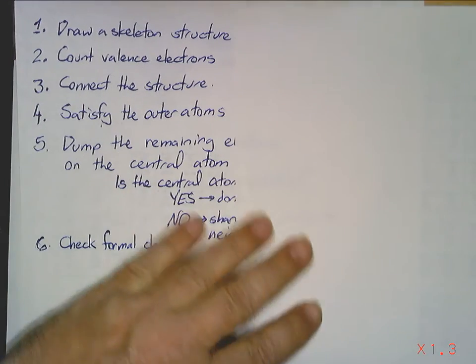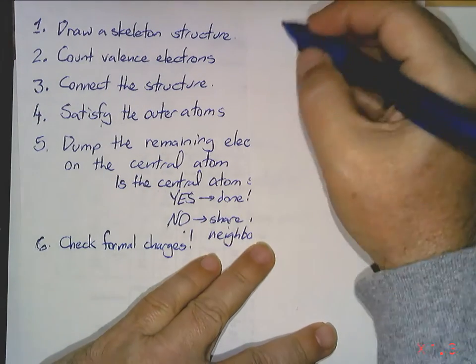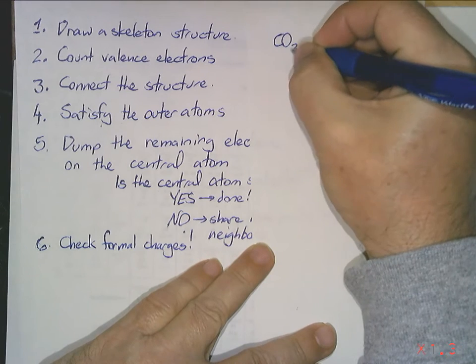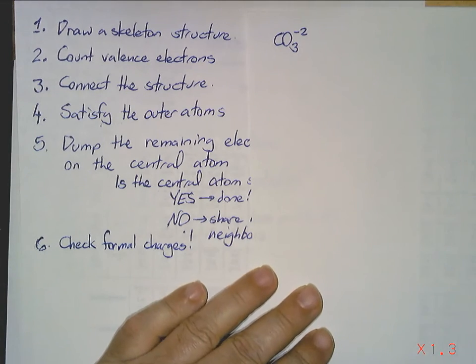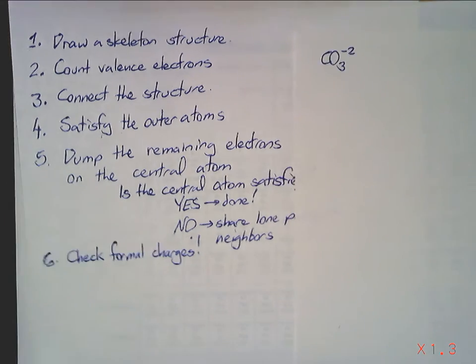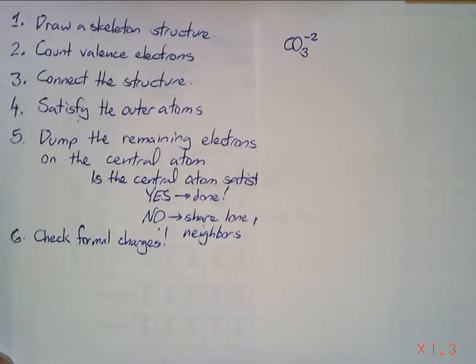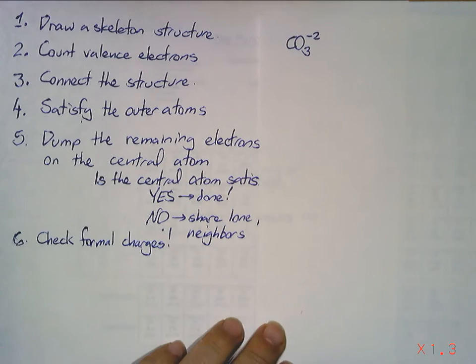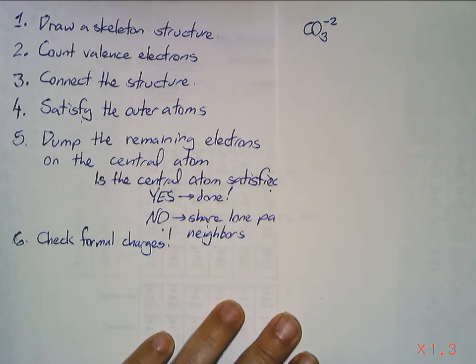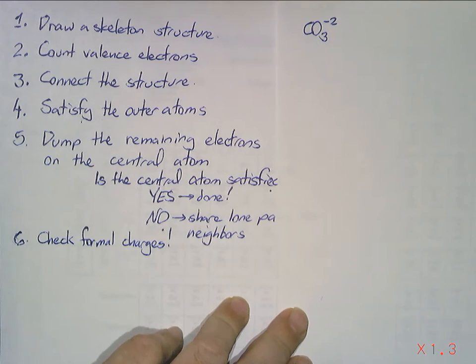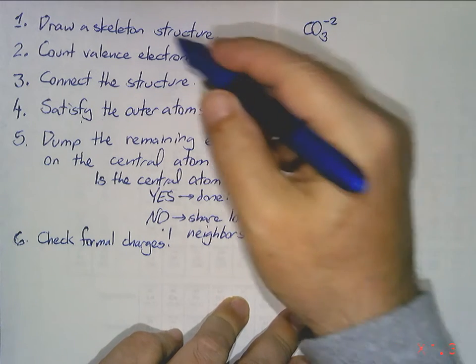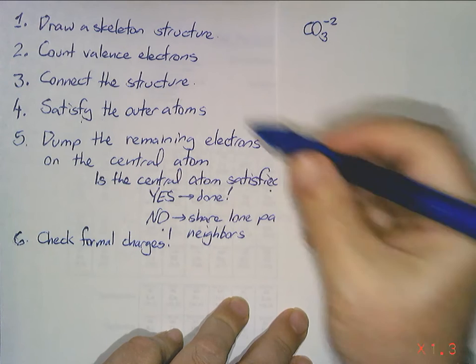Let's look at the carbonate ion. This will also be one where we've got a -2 charge on it, and that's going to change how we count the valence electrons a little bit. We have to count those extra 2 electrons that we're throwing on top of this. All right, let's go through the recipe.